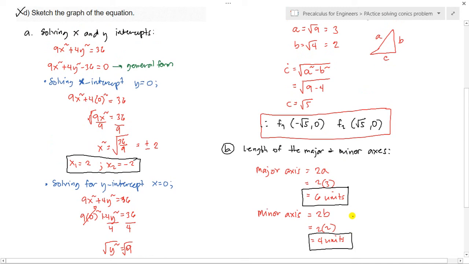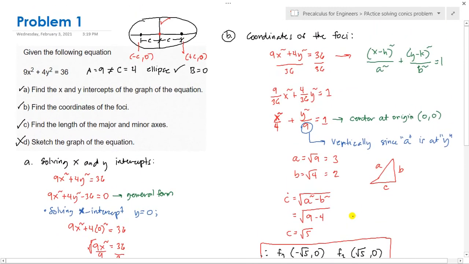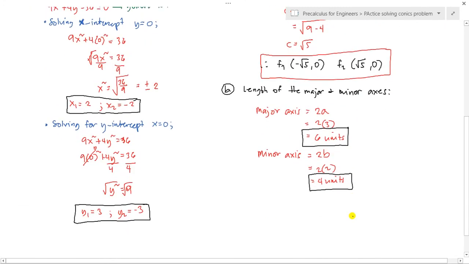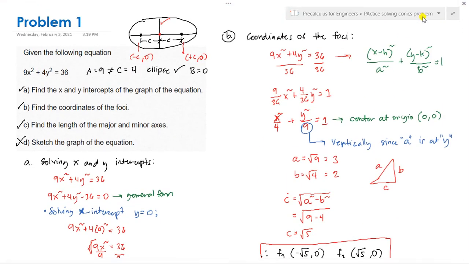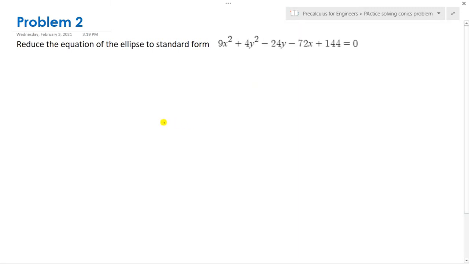Okay? So that is how we solve this example of an ellipse problem. I hope you were able to follow. Let's proceed to the next one.